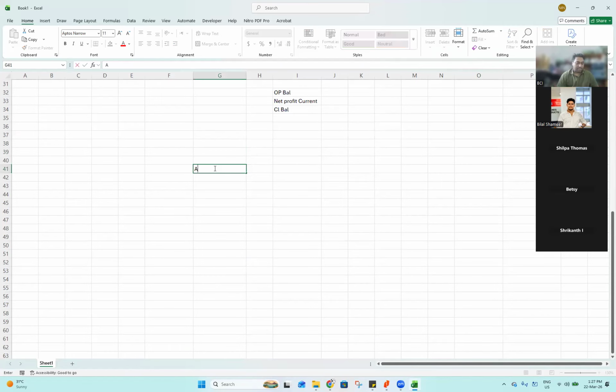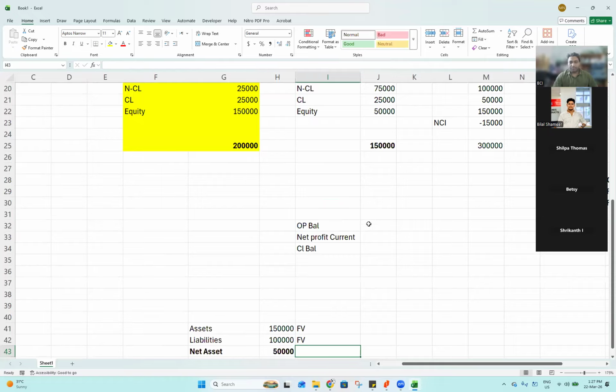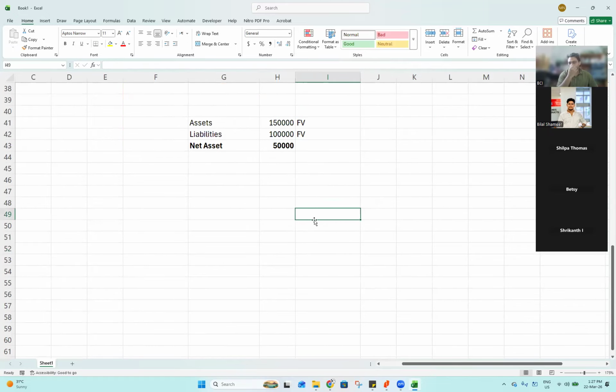The company is having all the assets and liabilities. For example, assets is 150,000 and liabilities is 100,000. So your net asset is 50,000. Clear? So when you purchase the company, assume that all the values are fair value.